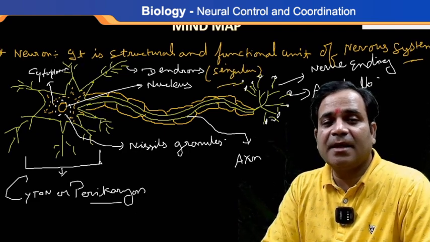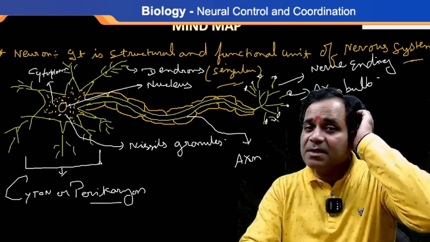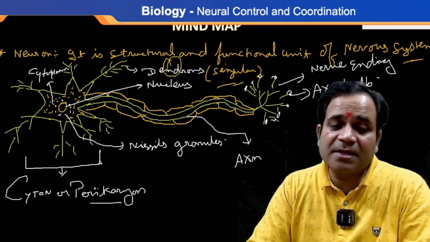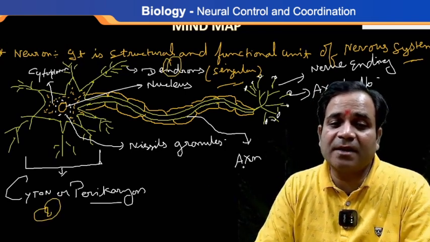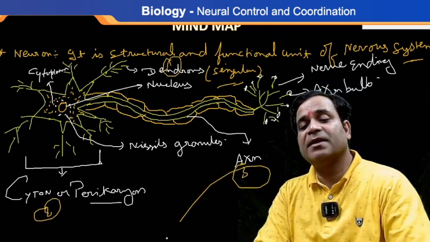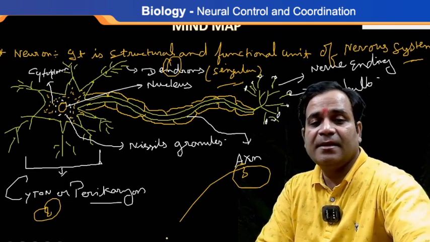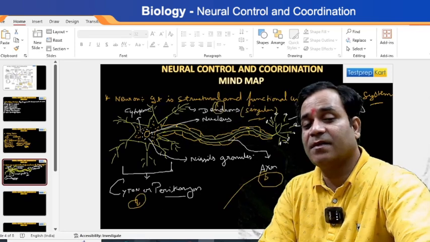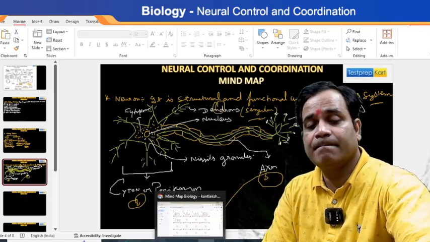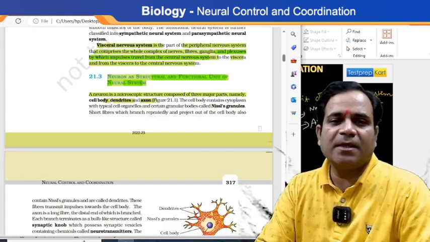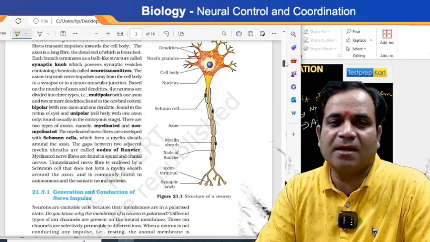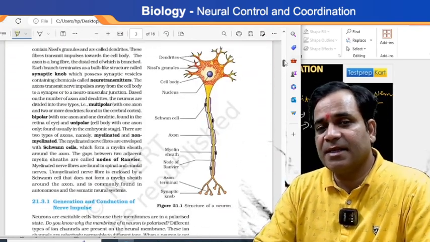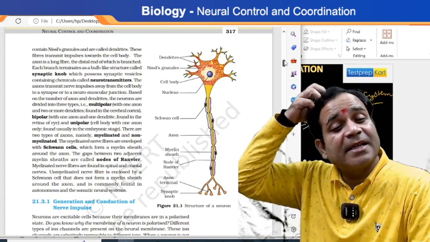Clear? So there are basically three parts. One is the dendrons, second one is the cyton, third one is the axon. Out of these three, the axon is the longest part of the neuron, my dear. Getting my point? The diagram is also given in your book, in NCERT. Check this one thing.